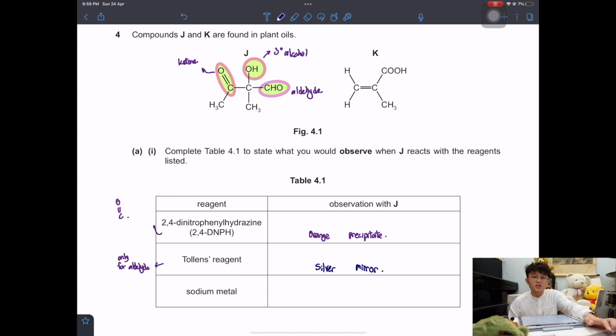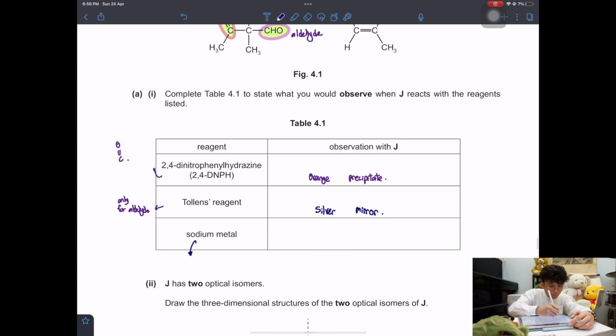And finally, sodium metal. Guys, sodium metal is for alcohol and also for carboxylic acid. So when you have these two groups present, they will react with sodium and effervescence is formed. You see effervescence because hydrogen gas is formed. Yeah. So J has two optical isomers.